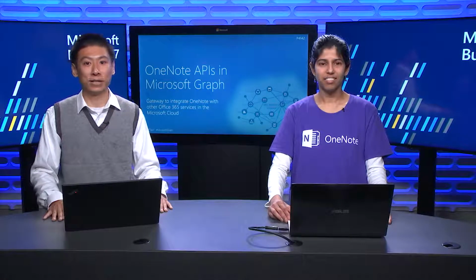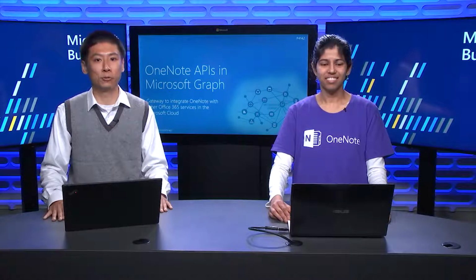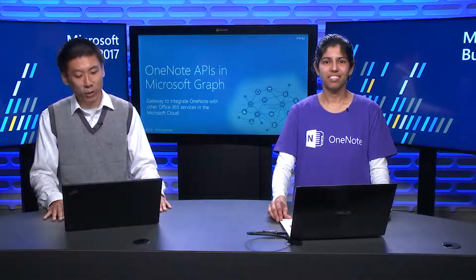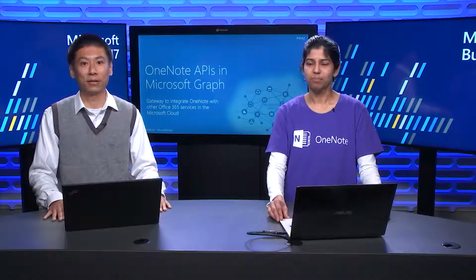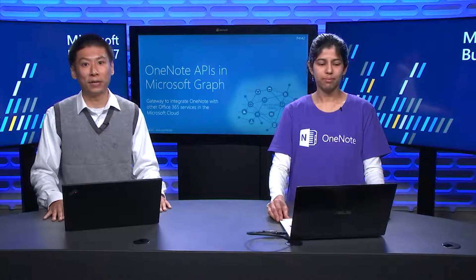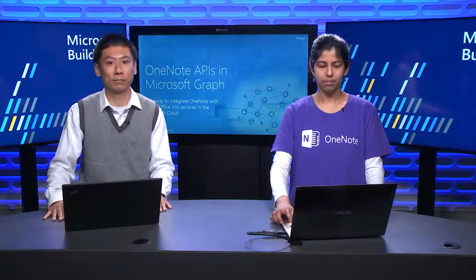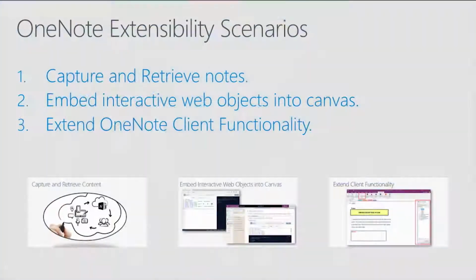Today, we're very excited to announce the OneNote REST APIs on Microsoft Graph, a gateway to integrate OneNote with other Office 365 and Azure services in Microsoft Graph. Before we jump into the details of OneNote APIs on Microsoft Graph, I'd like to give you a quick overview of the OneNote extensibility.